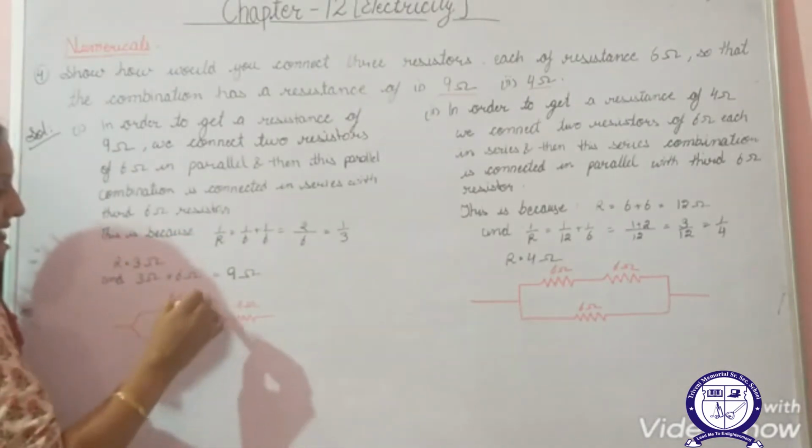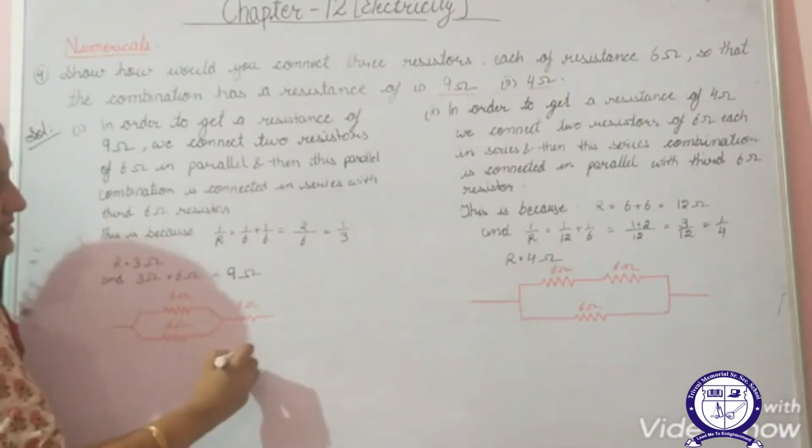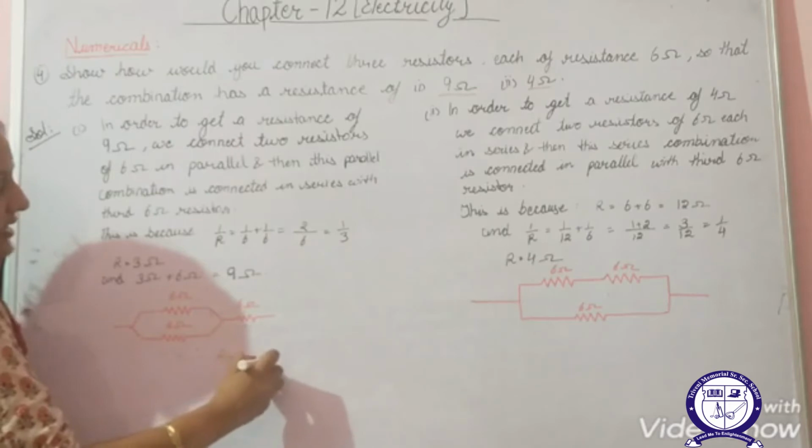Now this is connected in series with the third one. In series, we know that the formula is R is equal to R1 plus R2.